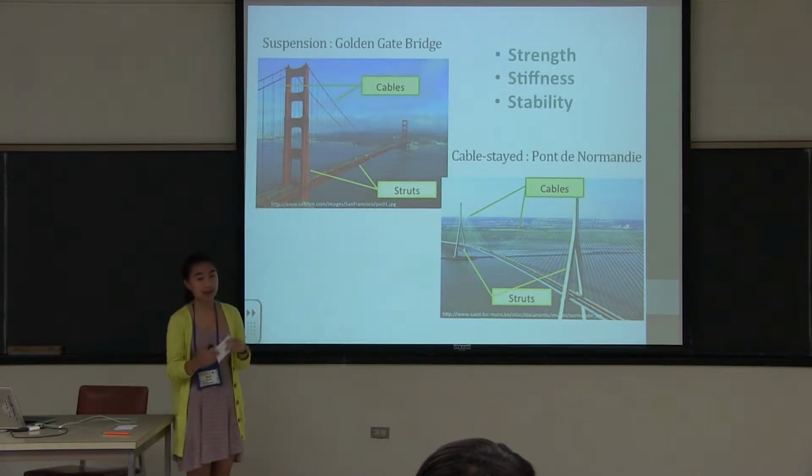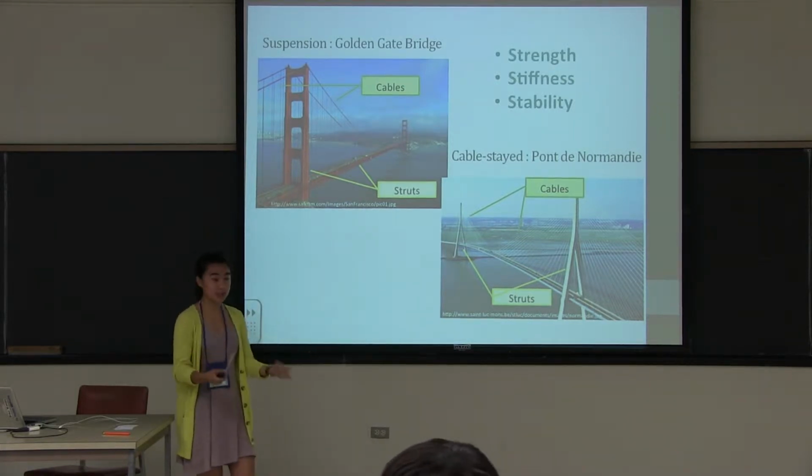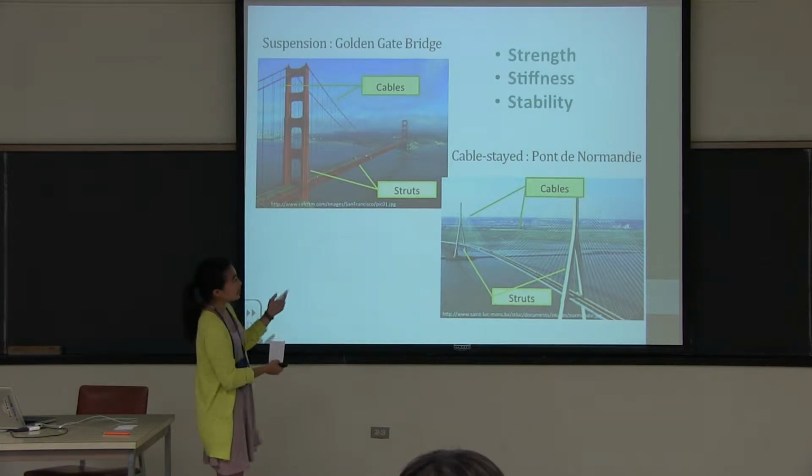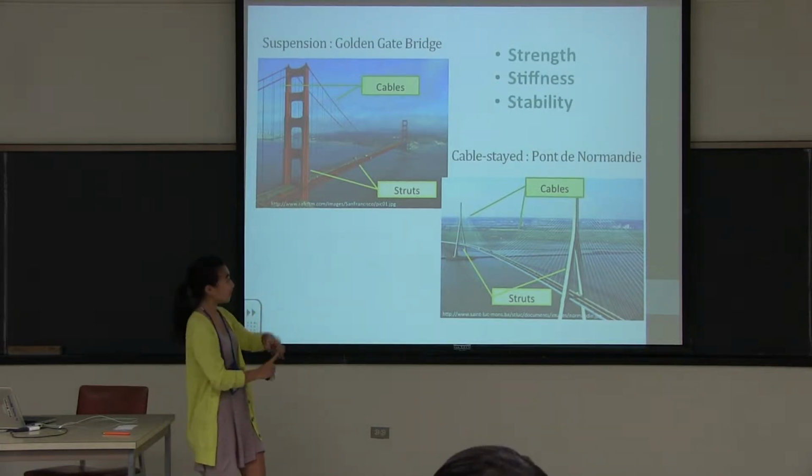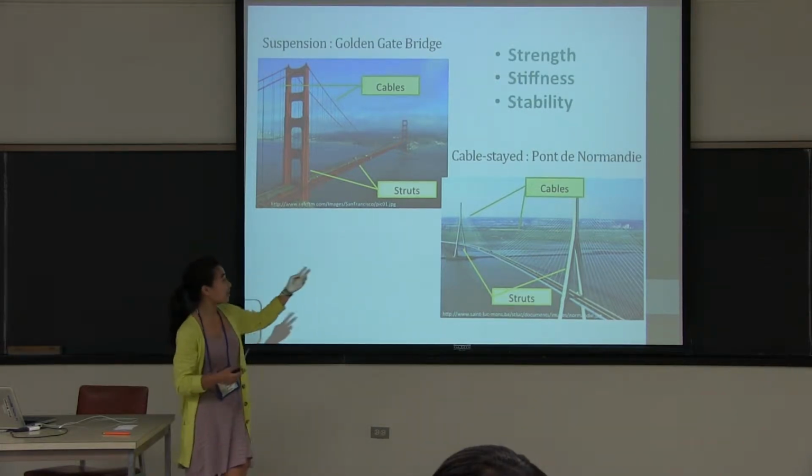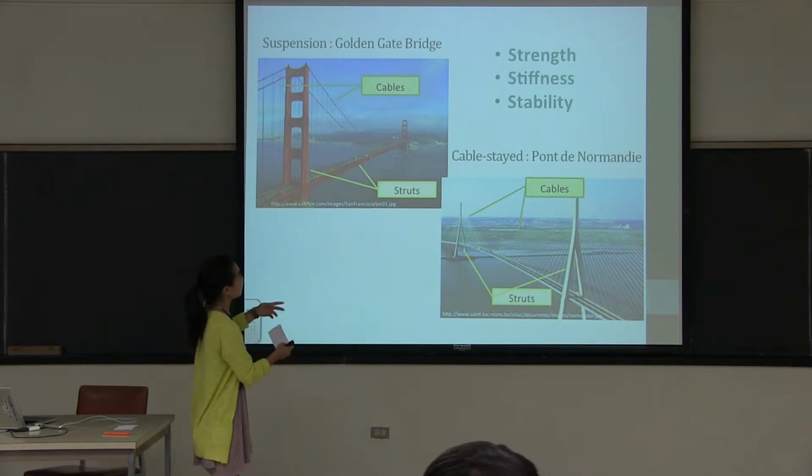And so what you look at when you're studying bridges, which I looked at specifically because that's what these are mainly used in, is strength, stiffness, and stability. And so there are examples of bridges that use cables and struts in their construction.